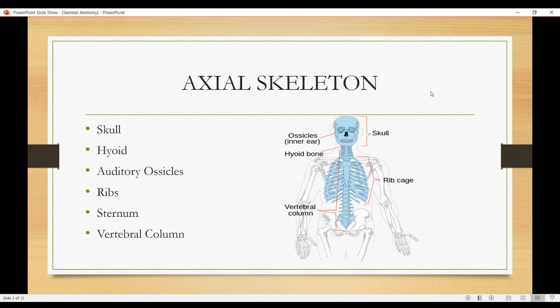So, the first thing we have here is the axial skeleton. When you look at the axial skeleton, you think about the skull, the hyoid bone, the auditory ossicles, which are those teeny tiny bones in your inner ear that help you to hear, the ribs, the sternum, and the vertebral column.